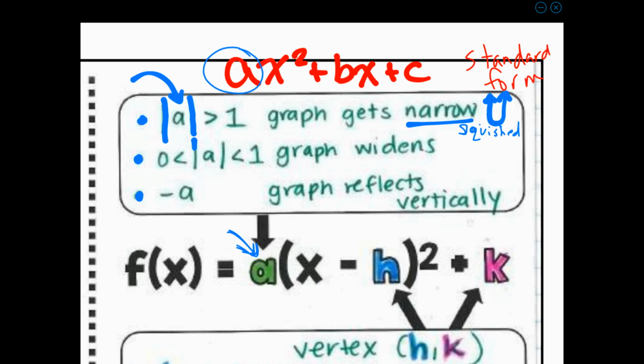Now, if the absolute value of your A falls between 0 and 1, then it's going to get wider. So my graph for this one would look something like this. It'd be a really fat U, right? It'd be stretched out wider.